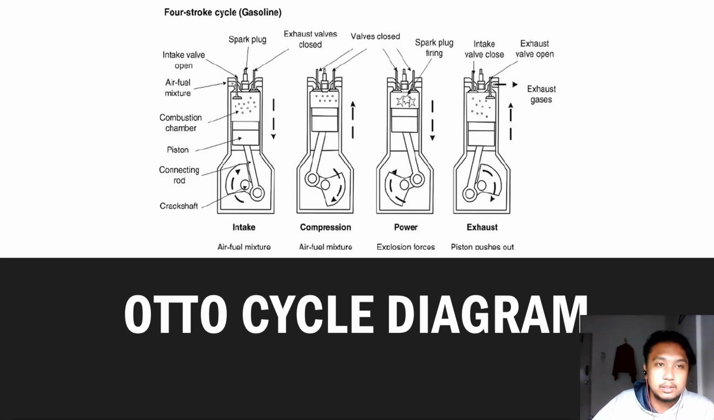And the next one is the power process. The expansion of the gases due to the heat of combustion exerts a pressure on the cylinder and piston. The piston moves downwards while both valves remain closed. And the last one is the exhaust process. The intake valve is closed and the exhaust valve is open, and the piston moves upward, pushing the gas out.